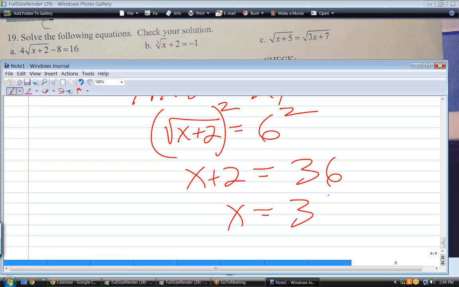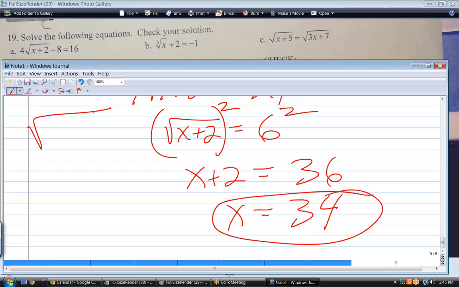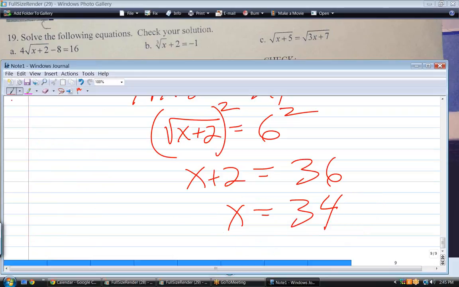Minus 2. So there's your solution. Now, there are certain types of equations where you can get extraneous solutions. One of them is when there's radical signs, the other is when there's absolute value signs, and the third is when there's logs. I don't know if you've had logs or not, I don't think so. But we do have a radical sign in this one, which means that it's worth checking the answer.